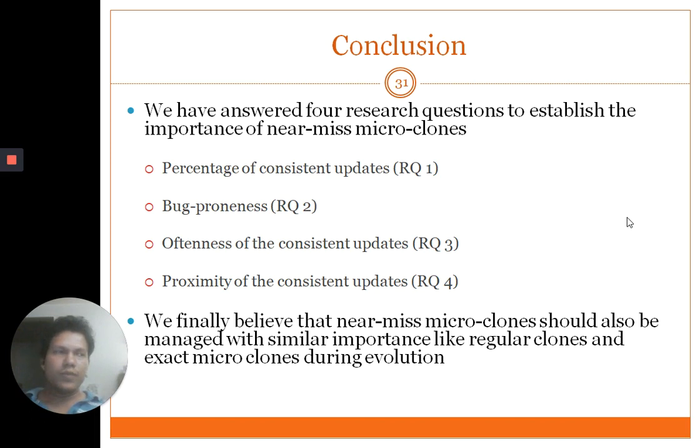In summary, we have answered 4 research questions to establish the importance of near-miss microclones in software evolution and maintenance. Our first question is about the percentage of consistent updates in regular code clones, exact microclones, and in near-miss microclones. Our second research question is about the bugfulness of these three categories of code clones. In our third research question, we investigate the openness of the consistent updates in three categories of code clones. And finally, in our fourth research question, we investigate the proximity of the consistent updates in near-miss microclones.